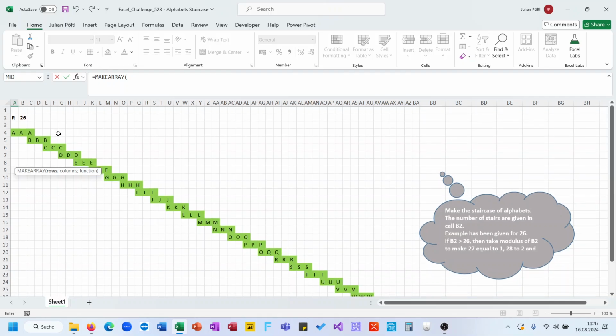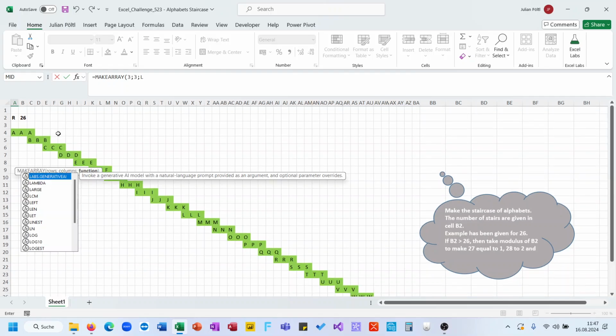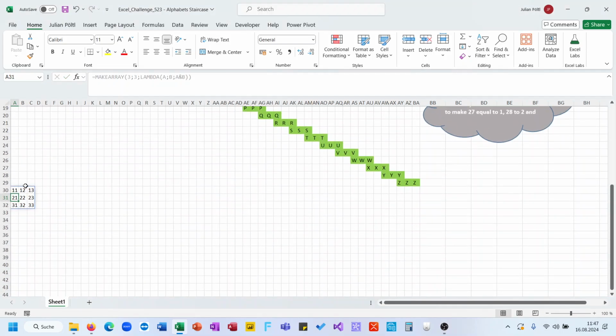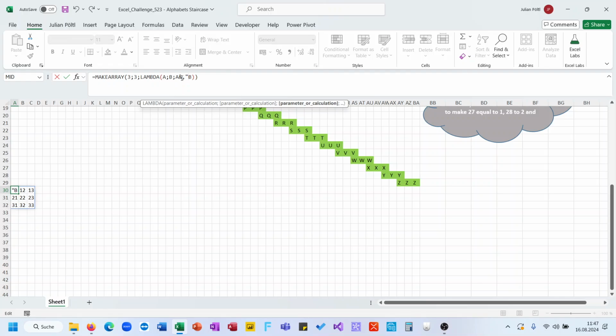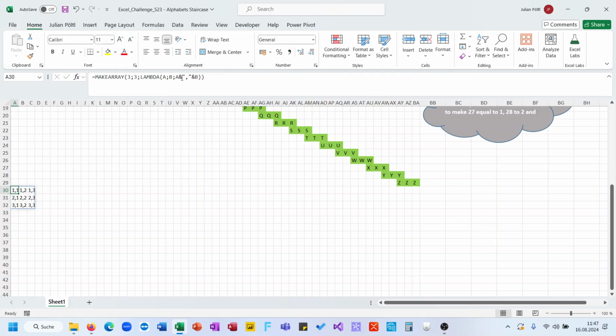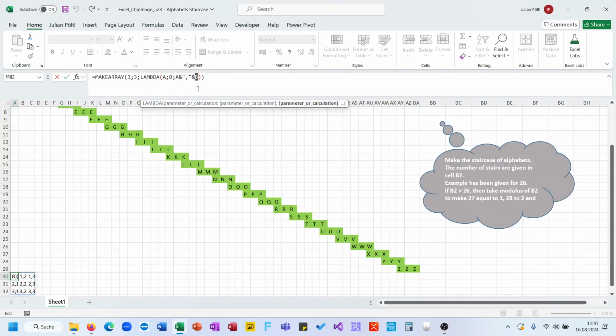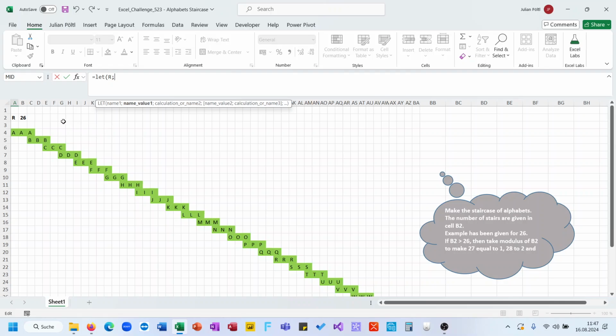With MAKEARRAY, you can create something like LAMBDA A, B. You can create arrays in this order, and you get both a value for the rows and a value for the columns, and you can use this to create that kind of structures. So let's first do R for rows, then MAKEARRAY.